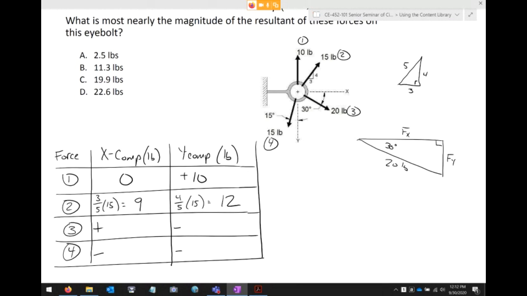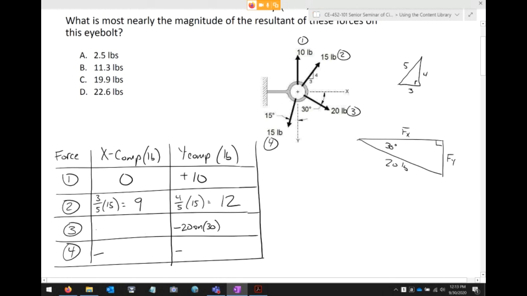Now, here's where the trip up comes, so bear with me on this. In trig, one of the most foundational relationships that you establish is that the x is associated with the cosine and the y is associated with the sine. And that's fine for force 3. We can say 20 cosine 30 and 20 sine 30 here. There's nothing wrong with that. There's a reason why, and I'll explain that here in a second.